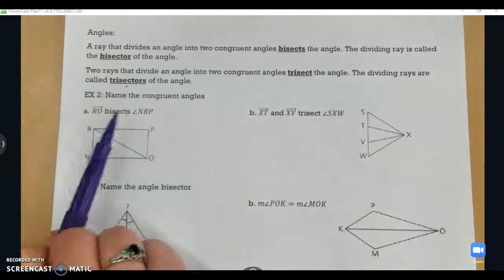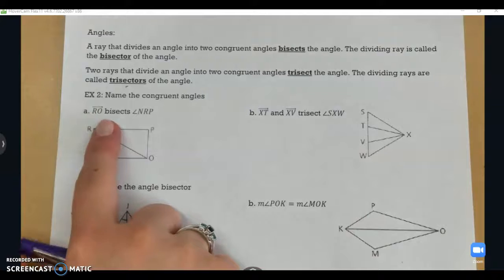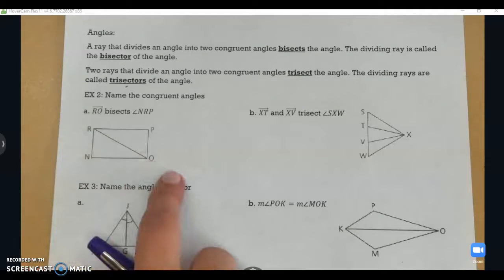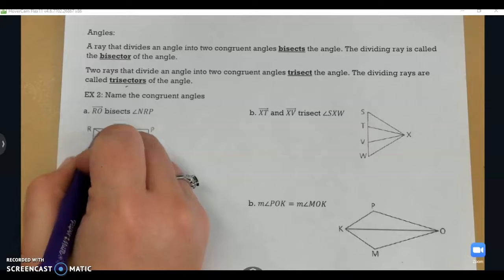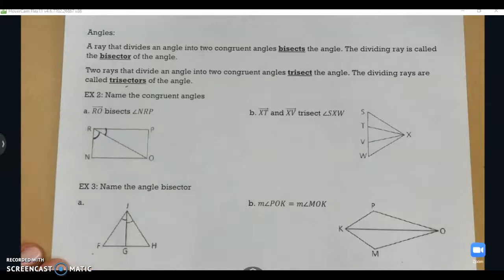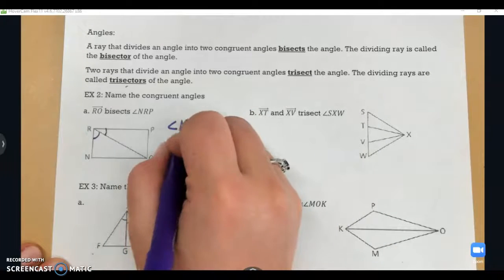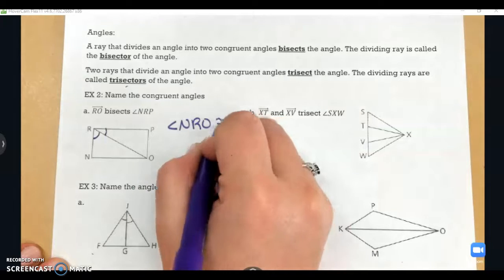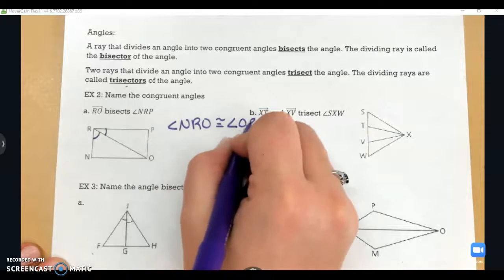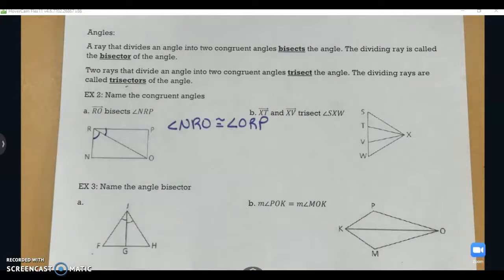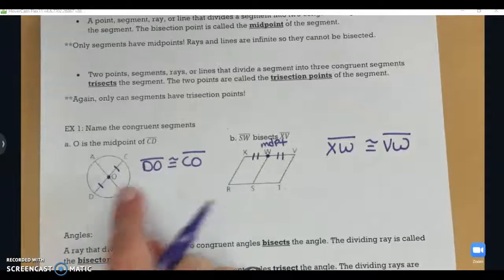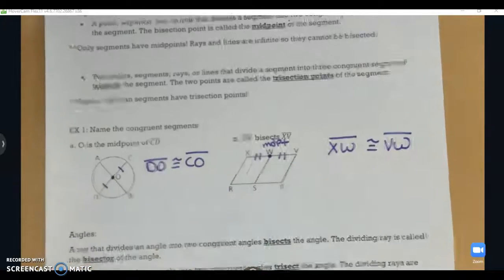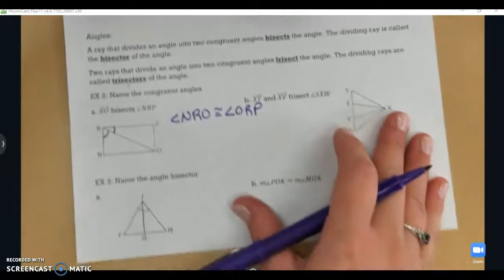So let's look at example 2. Name the congruent angles. So here, ray RO bisects angle NRP. So angle NRP has been split into 2 equal parts, which means that angle NRO is congruent to angle ORP. And again, we have multiple ways to name those angles. But those are my congruent angles, and I've also labeled it with tick marks. I did the same thing above with my segments. I used tick marks to indicate they were congruent as well.